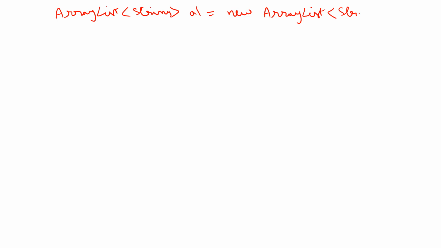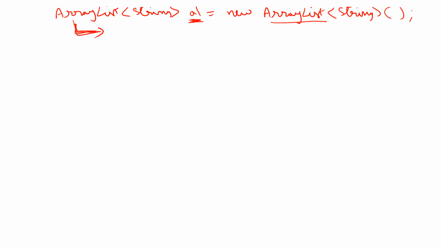So let's say I have created an ArrayList using the class name itself. So ArrayList of String AL equals new ArrayList of String and then brackets. So here we have created an object for the class ArrayList of the type class only. This object is of the type ArrayList class.